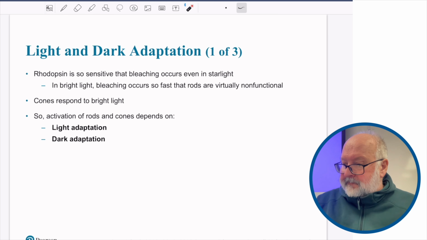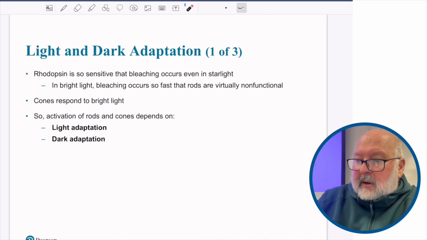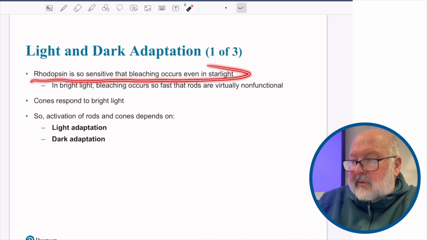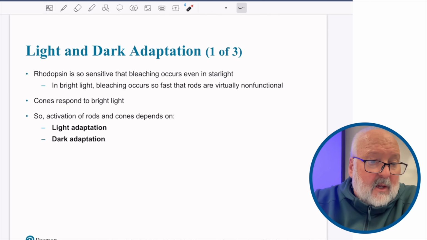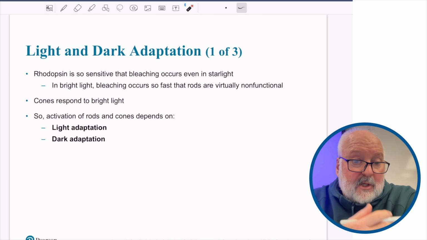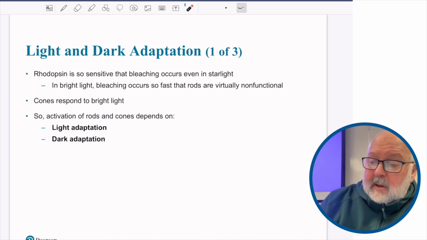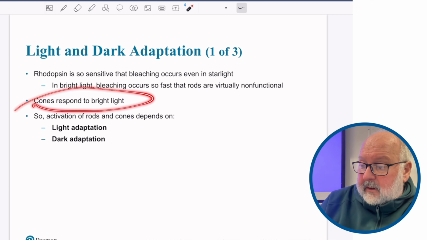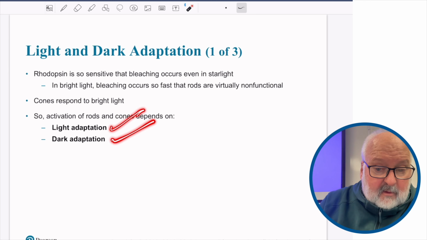All right. So I'm just going to talk a bit about light and dark adaptation, because rhodopsin is so sensitive that even in low light, it starts to bleach. In bright light, the bleaching occurs very fast, so the rods become non-functional. Now, the cones respond to bright light. So activation of rods and cones depends on what we call light adaptation or dark adaptation.